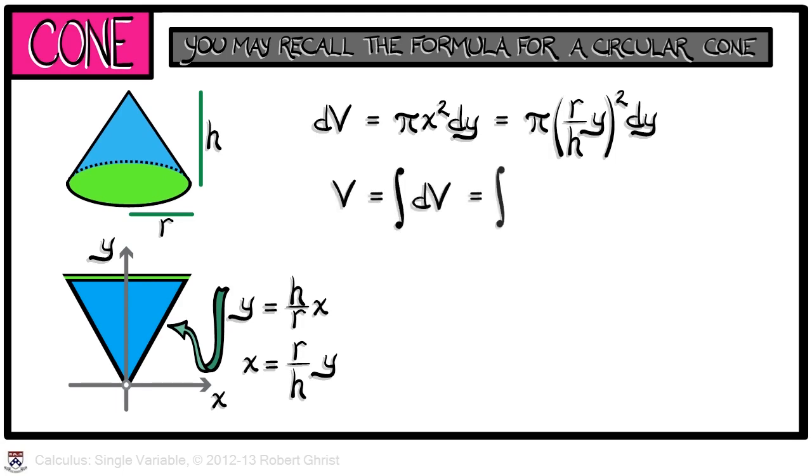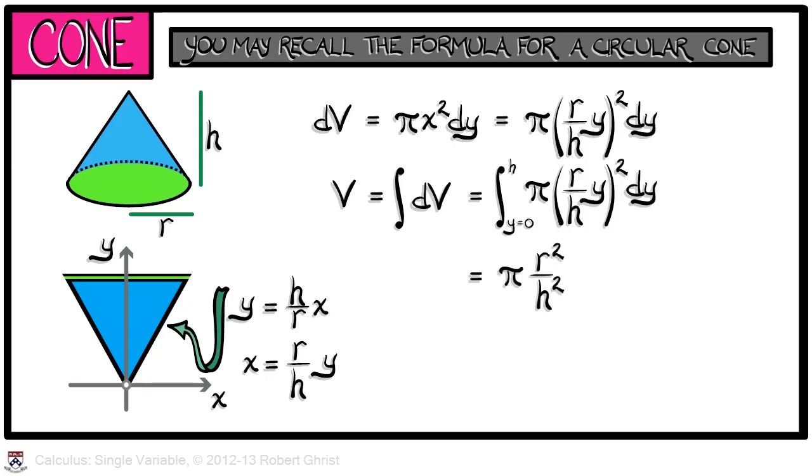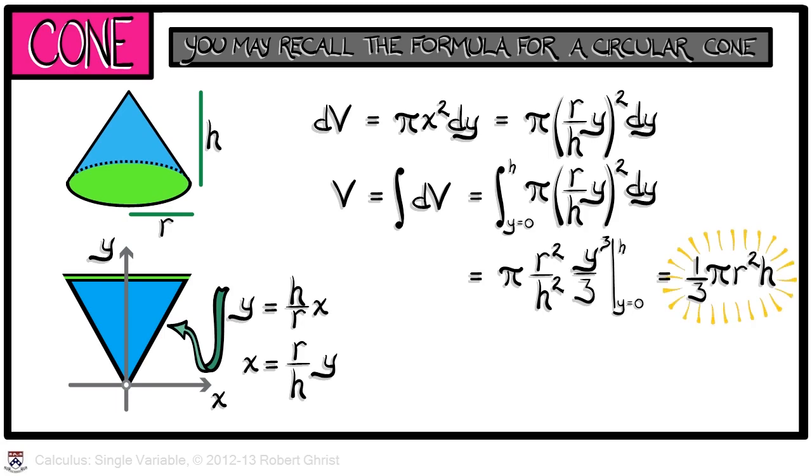And now, to compute the volume, we integrate this volume element as y goes from 0, the bottom, to h, the top. Pulling out the associated constants gives pi r squared over h squared. What's left is the integral of y squared dy, which is, of course, y cubed over 3. Evaluating from 0 to h yields the perhaps familiar formula 1/3 pi r squared h.